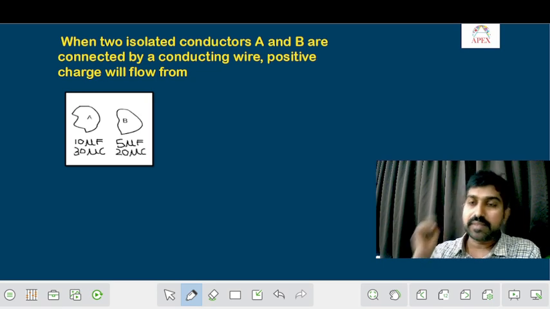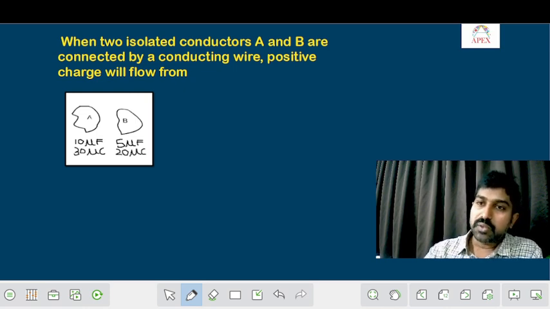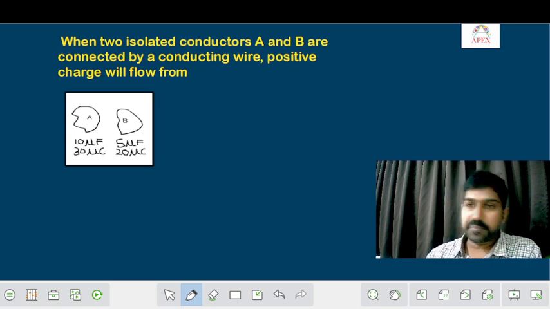See the first question. When two isolated conductors A and B are connected by a conducting wire, positive charge will flow from. So, in the question it is given that two isolated conductors. What are the names of two conductors given? A and B. For the two conductors, capacitance values were given, charges values were given, and you have to find out positive charge will flow from which conductor to which conductor.